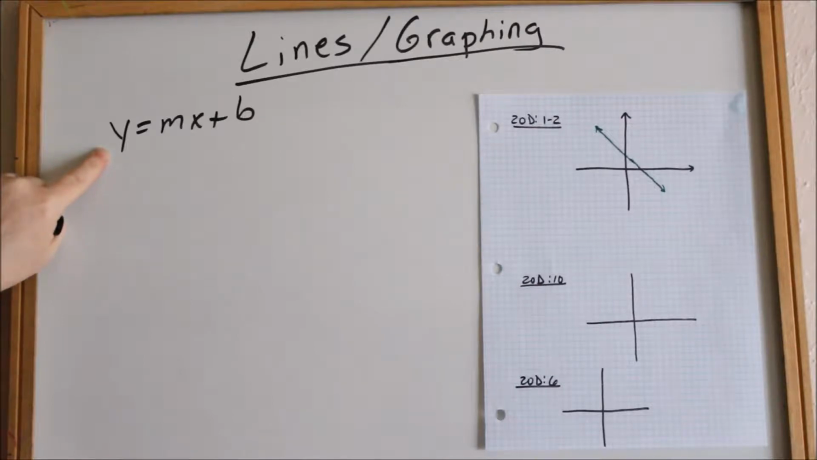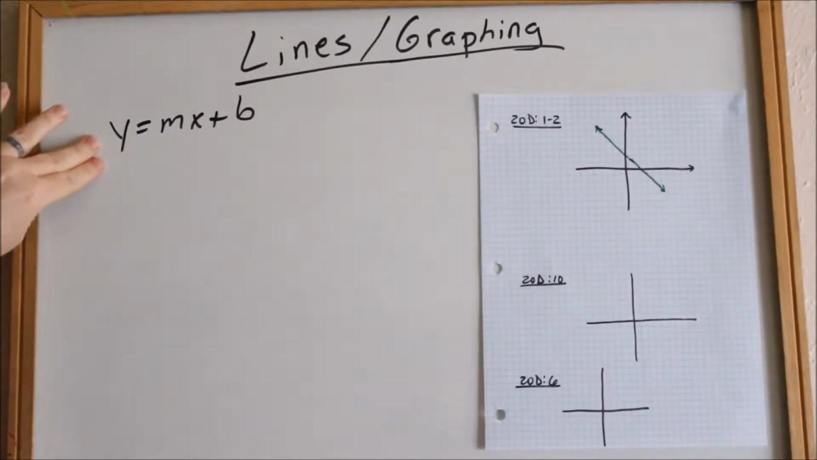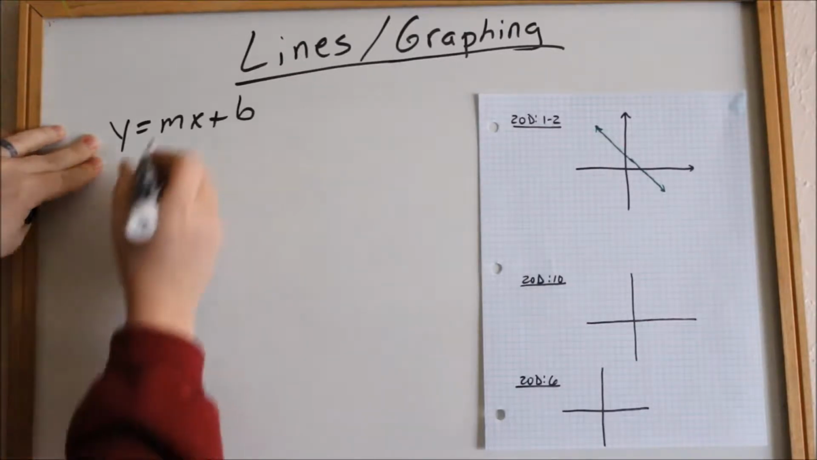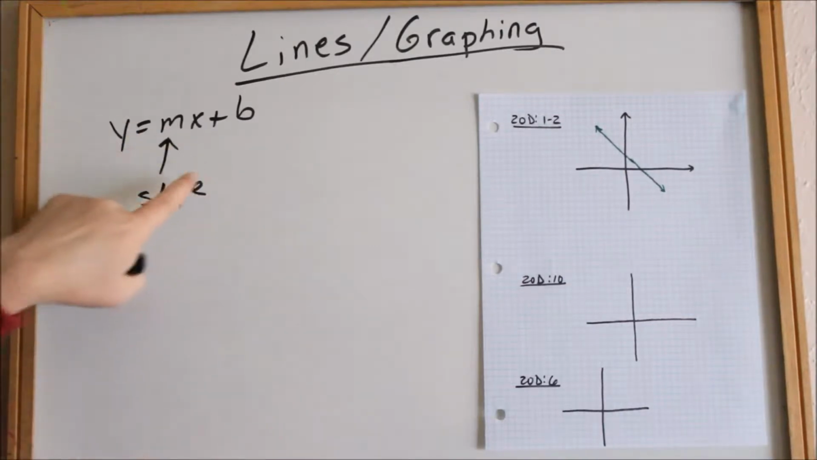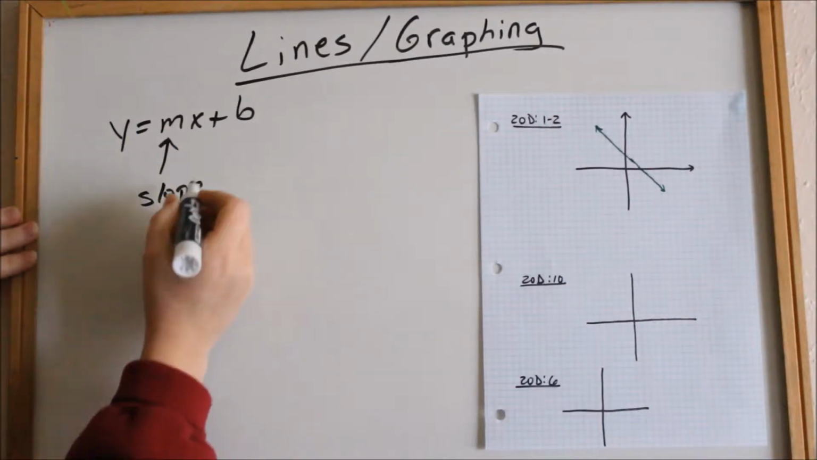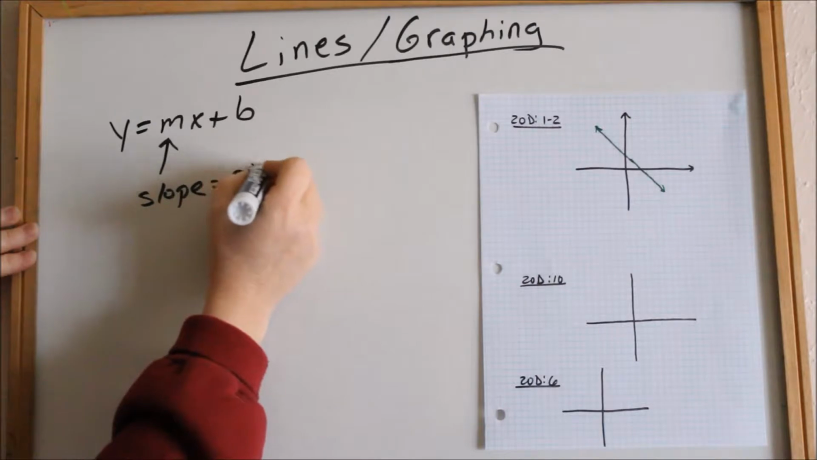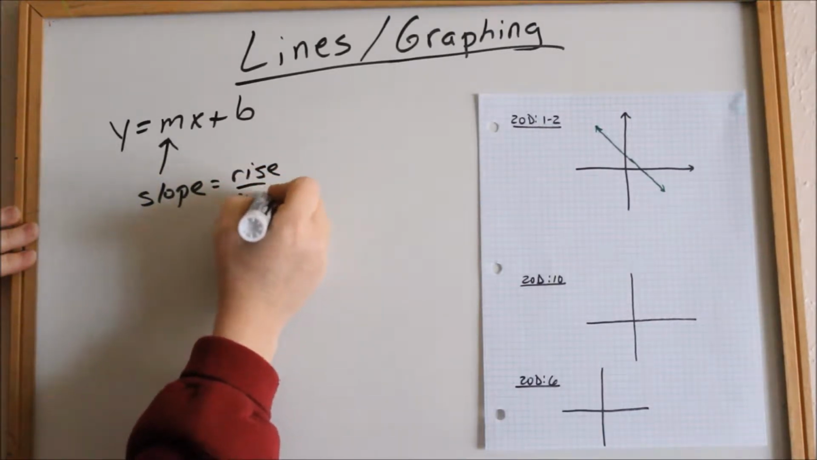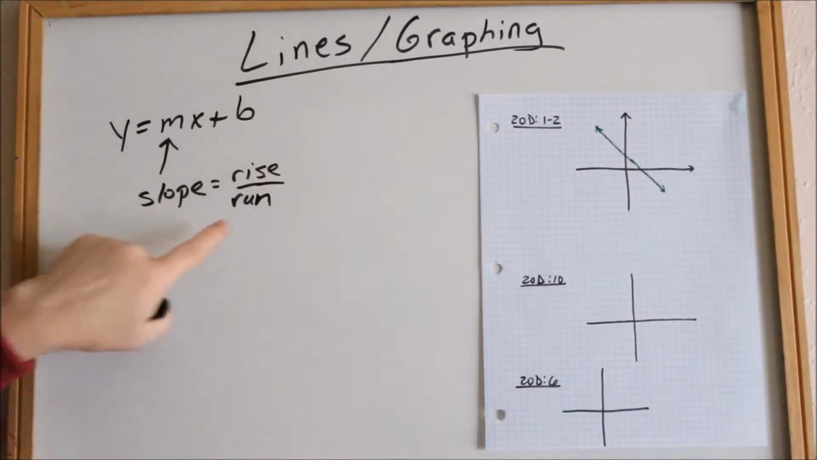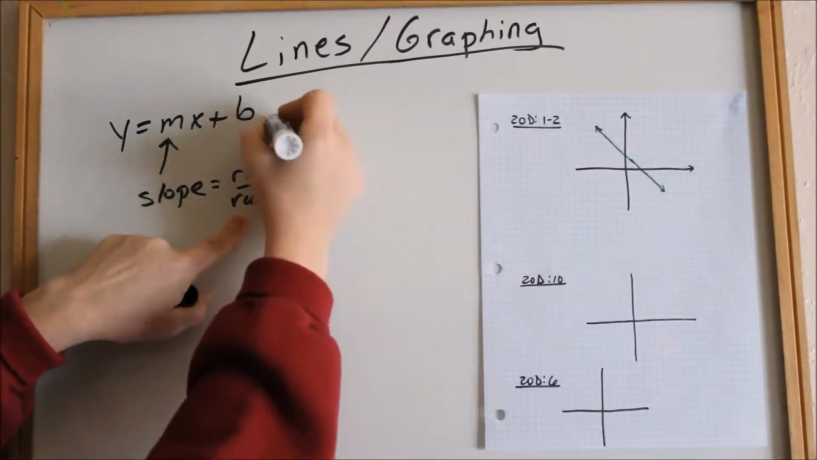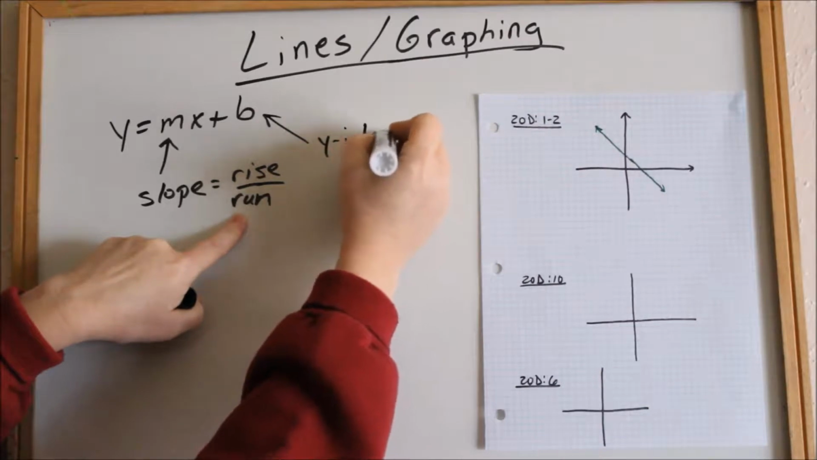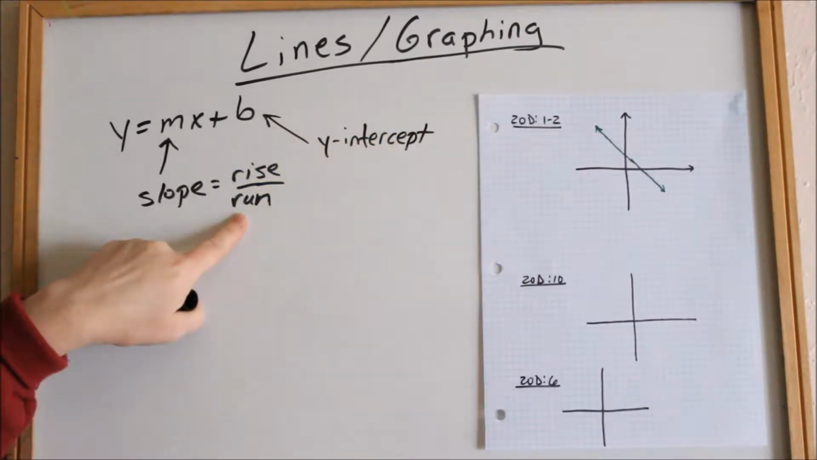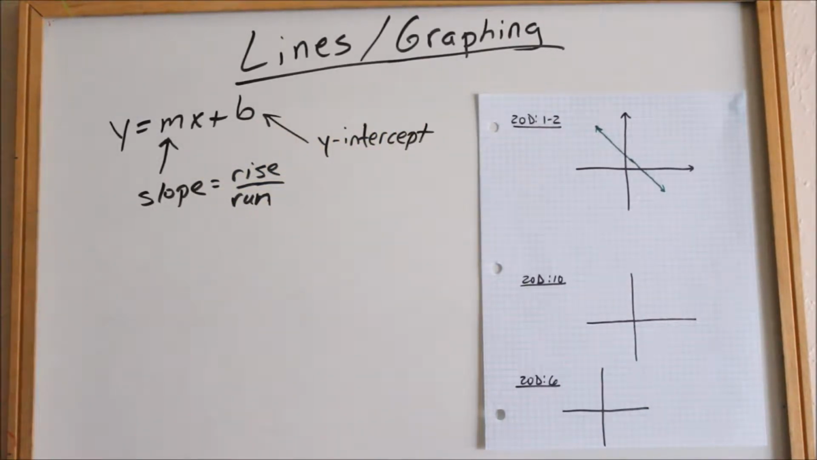The reason it's in slope-intercept form is because when an equation is in this format, you know what the slope is and the y-intercept. M represents the slope. The number in front of your x represents the slope. Slope equals rise over run. Rise is your y values on a graph, run is your x values. B represents your y-intercept. The y-intercept is where the line crosses the y-axis.